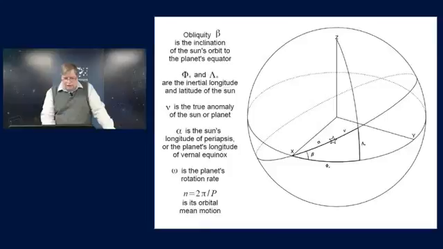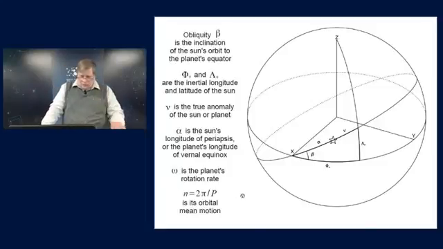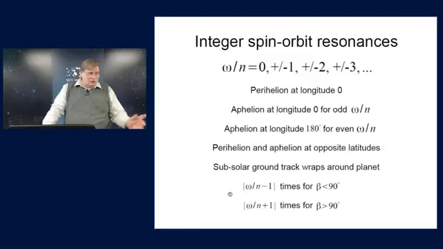I'm going to define just a couple more quantities here. Little omega is the planet's rotation rate, and n is its orbital mean motion. That's just 2 pi over the orbital period. Okay, so we're going to need these to understand spin-orbit resonances. It's convenient to divide them into 2 classes. And the first is the integer spin-orbit resonances. And by that I mean that this ratio of the planet's rotation rate to its mean motion is a whole number, like 0, plus or minus 1, 2, 3, etc.